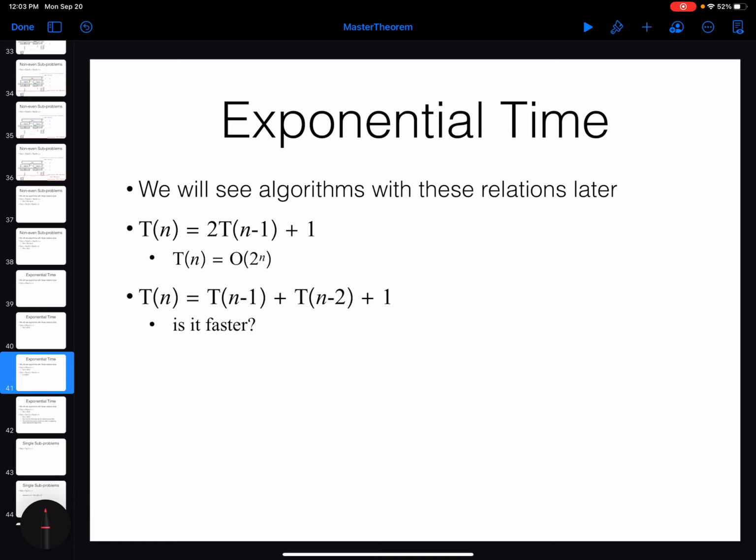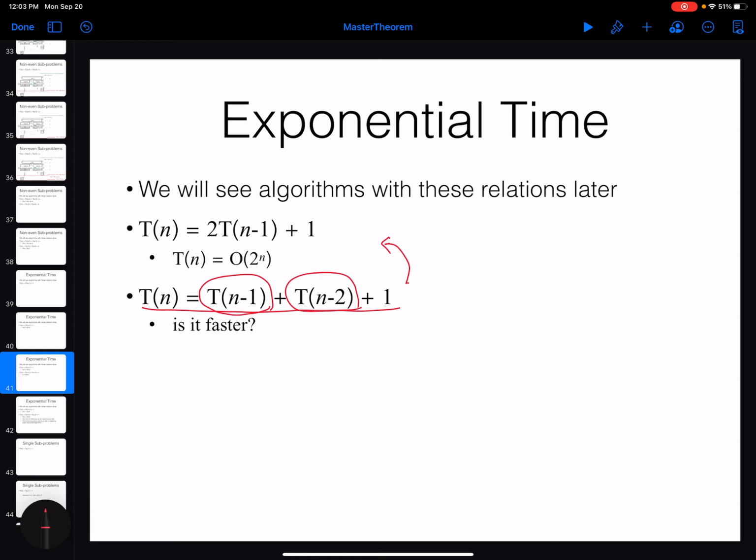How about a relation like this? Is it going to be faster than the previous one? Of course, this is going to be slightly faster, because instead of 2 terms of T of n minus 1, you have 1 term of T of n minus 1 and the other one to be of T of n minus 2. But is it going to be considerably faster than the previous algorithm? Does this relation remind you of anything?